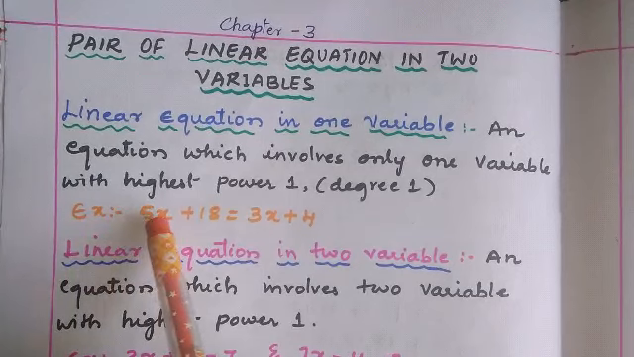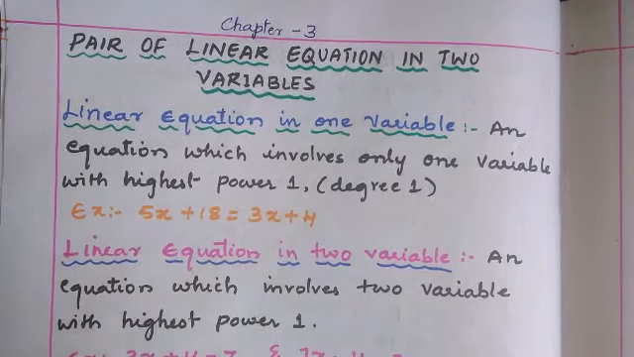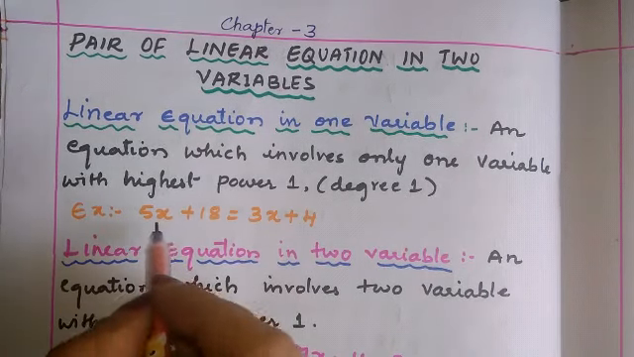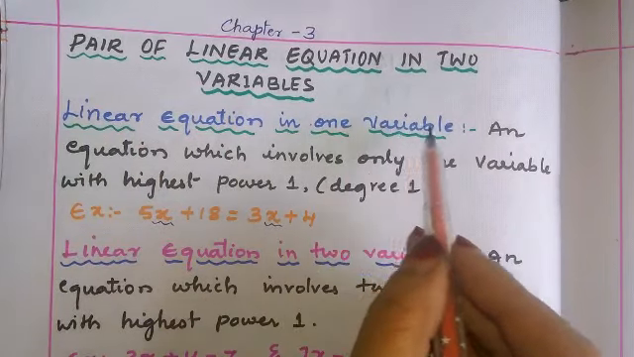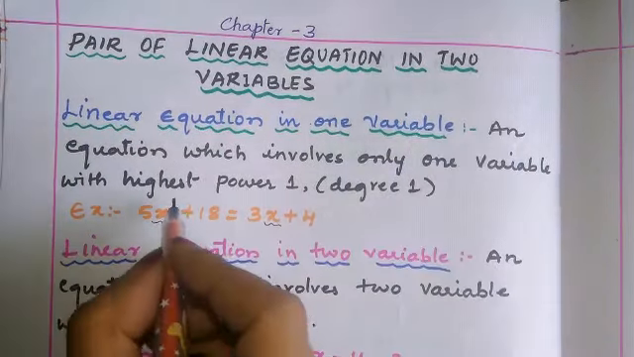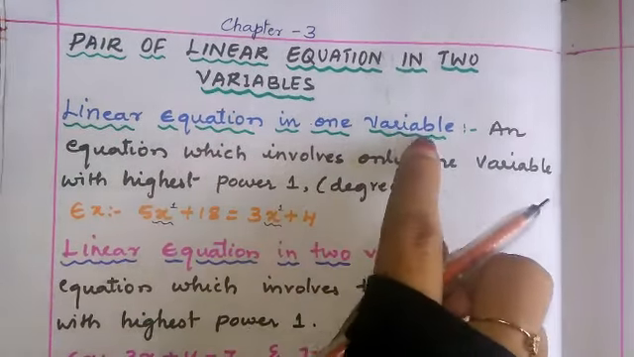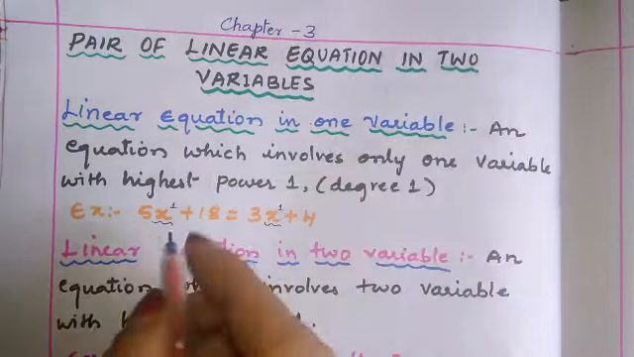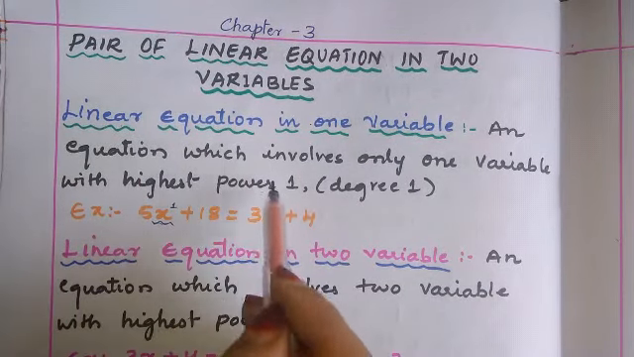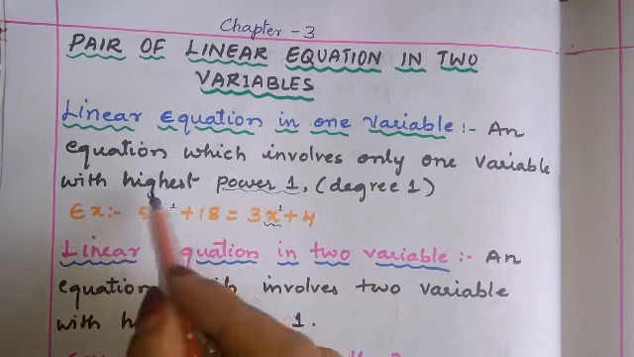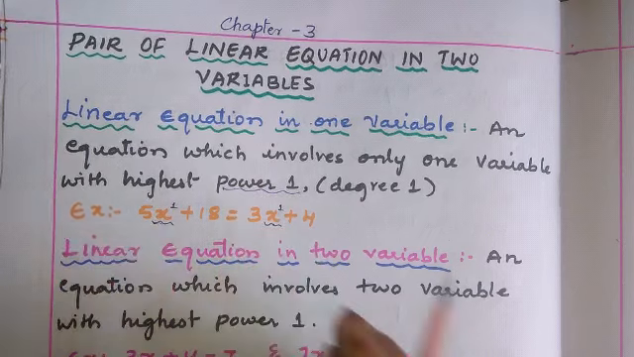So, for example, I have taken here 5x plus 18 is equal to 3x plus 4. Here you can see the variable is only x. So, it is a linear equation in one variable, and the power is 1 only, the highest degree is 1. So, this is about linear equation in one variable.